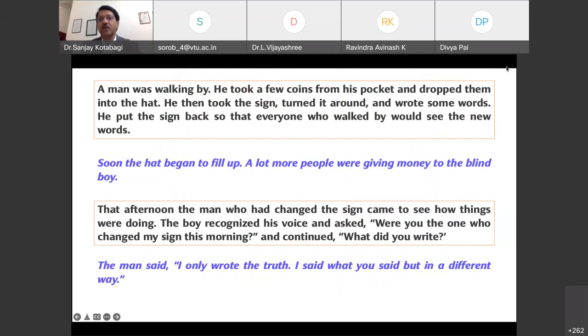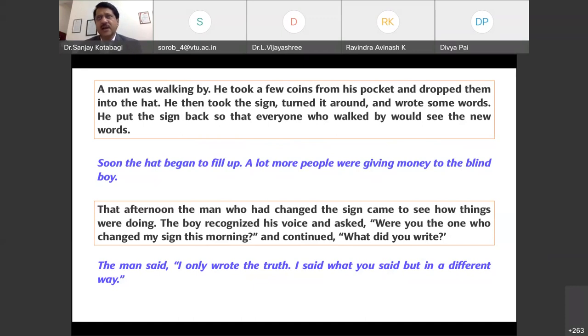That man observed it. So initially he got connected with the situation, right? Initially it was sympathy, but it converted into, or activated, the empathetic feelings. So then what he did is he observed there for some time, and he took the sign and changed what was written on it, and he put it back in its place and then went. So it worked like a miracle.